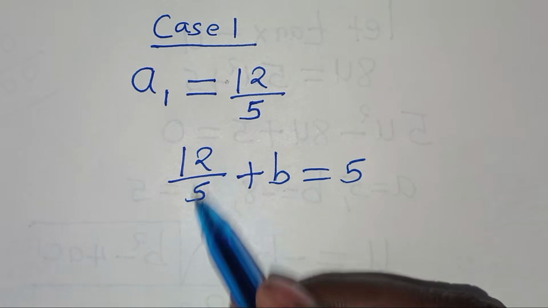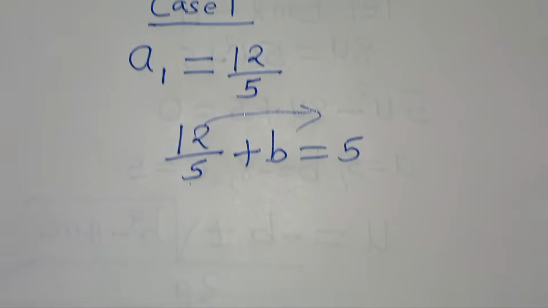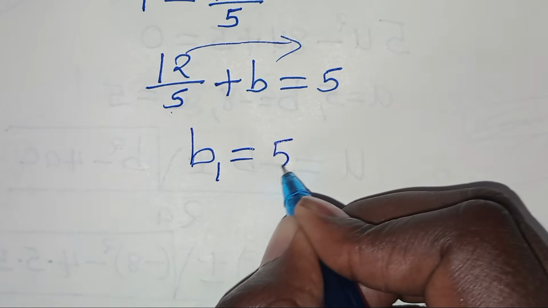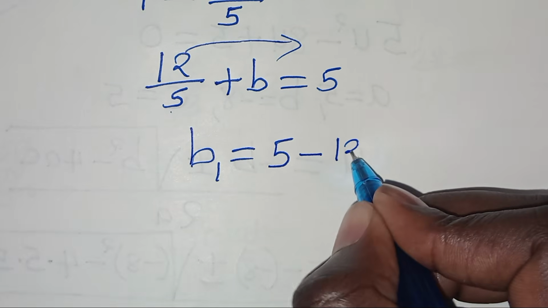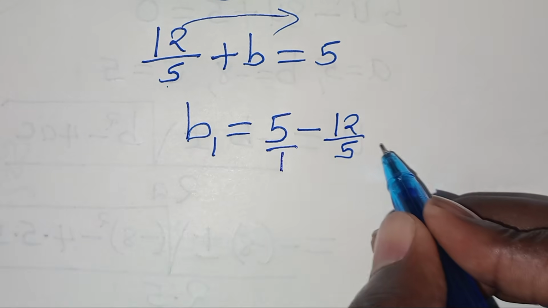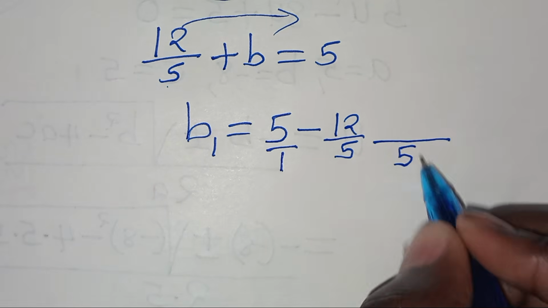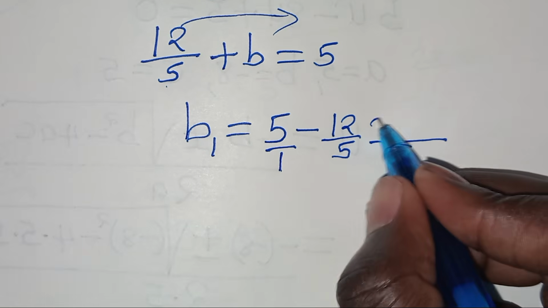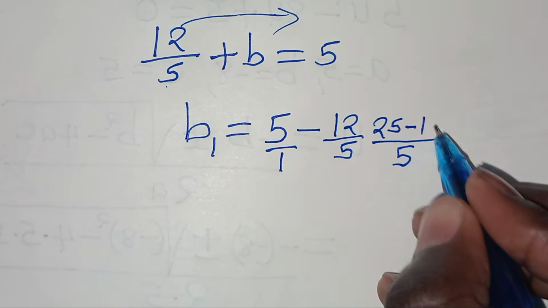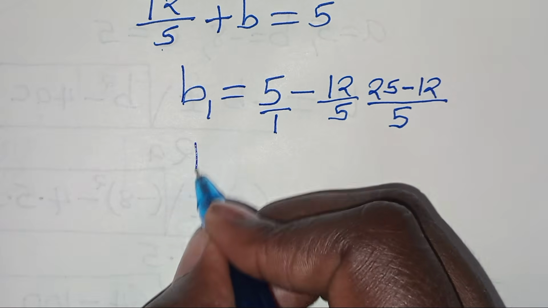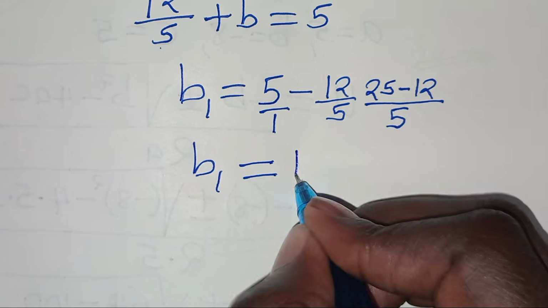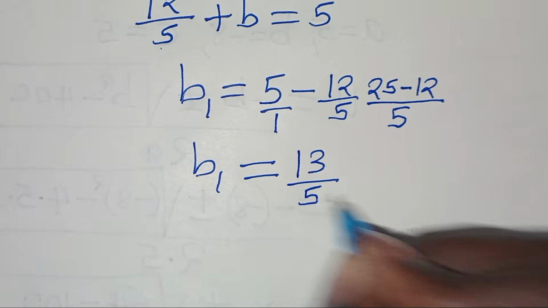Now the next step is to take 12 over 5 to the right-hand side, so that now we have b1 is equal to 5 subtract 12 over 5. So 5 is our number, so this is over 1. The LCM is 5, so 5 divided by 1 is 5 times 5, this is 25. Subtract 5 divided by 5, which is 1 times 12, this is 12. So we have that b1 is equal to 25 minus 12, and this is equal to 13 over 5.